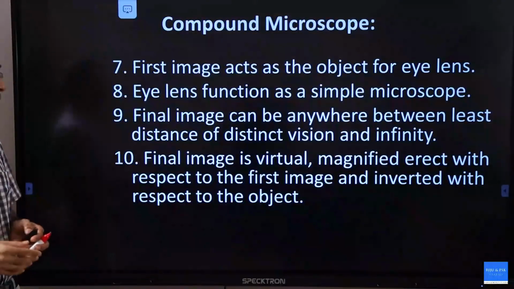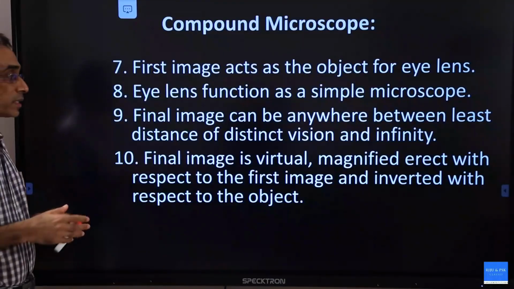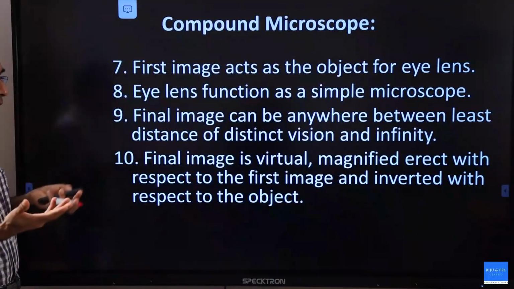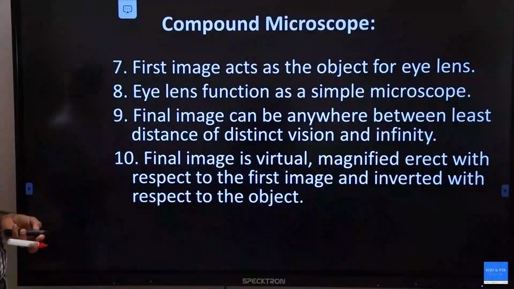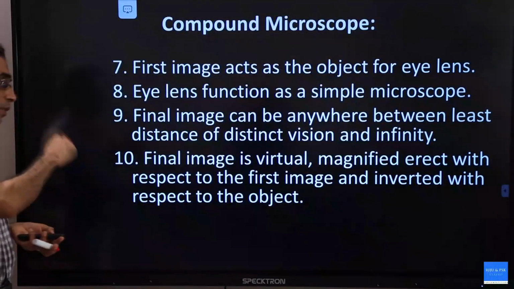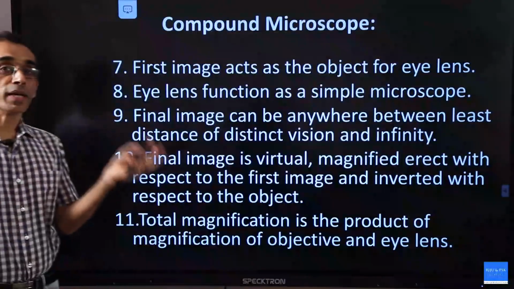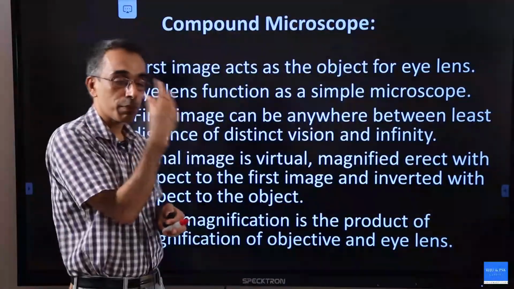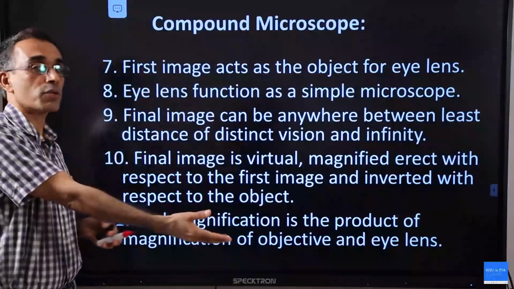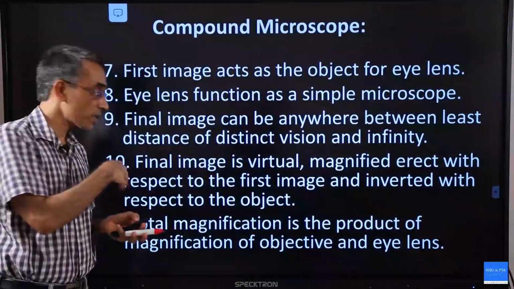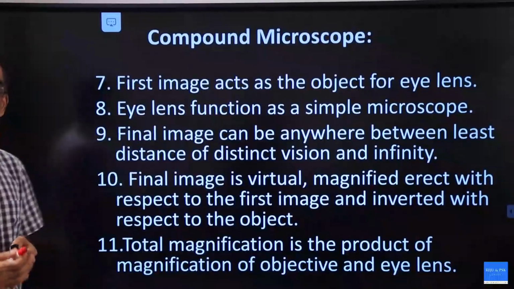And then what is the nature of the final image? The final image is virtual. It is magnified and erect with respect to the first image, but inverted with respect to the object. I will show you the diagram. Now what is the total magnification? There are two magnifications now: the eyepiece magnifies it and the objective magnifies it. The total magnification is the product of these two magnifications. I will explain it.